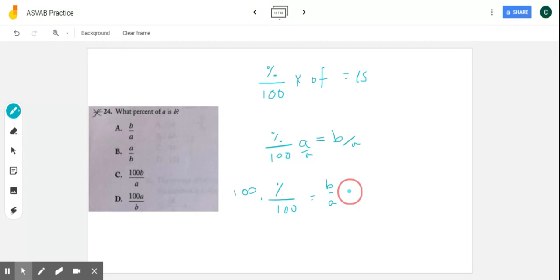So times 100. If we're multiplying fractions, we could have that 100 just out front, but the way they have the answers written, 100 is the same thing as 100 over 1, and multiply straight across, so B times 100 and A times 1. So the percent is equal to 100 times B over A.